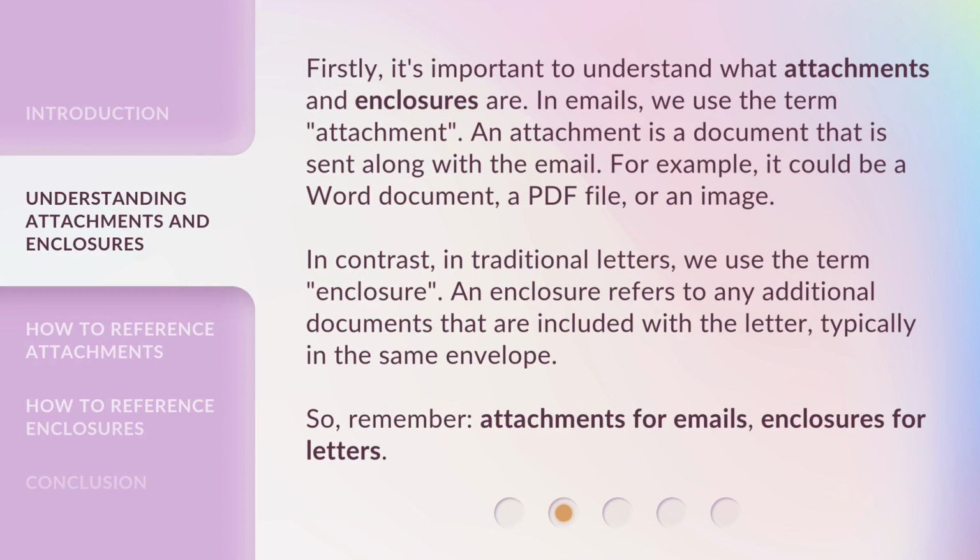Firstly, it's important to understand what attachments and enclosures are. In emails, we use the term attachment. An attachment is a document that is sent along with the email. For example, it could be a Word document, a PDF file, or an image. In contrast, in traditional letters, we use the term enclosure. An enclosure refers to any additional documents that are included with the letter, typically in the same envelope. So, remember, attachments for emails, enclosures for letters.